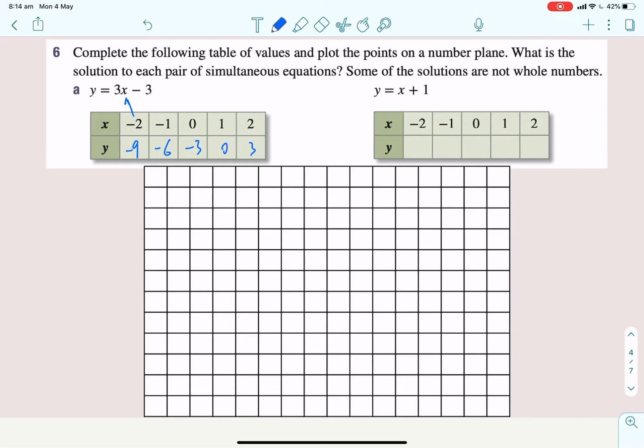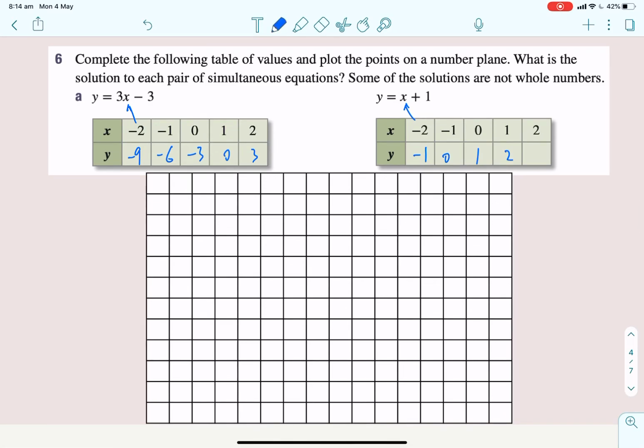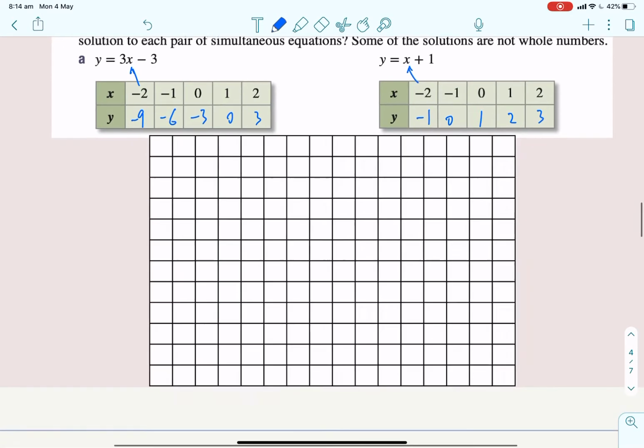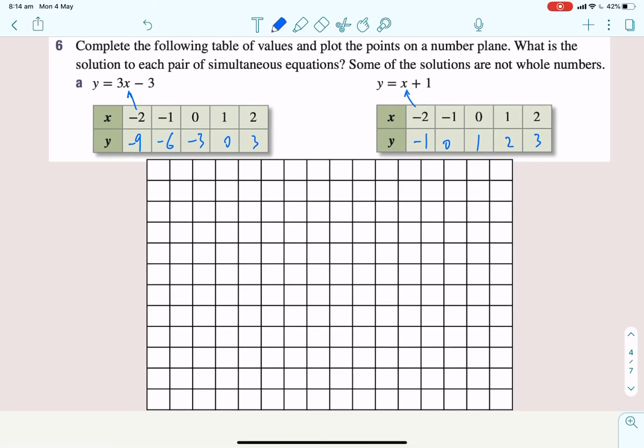I'm going to do the other one first because I want to see what range I need for the diagram. Substituting -2: -2 plus 1 is -1. -1 plus 1 is 0. 0 plus 1 is 1. 1 plus 1 is 2. 2 plus 1 is 3. You can use your calculator if you're not sure. Now the x range is from -2 to 2.